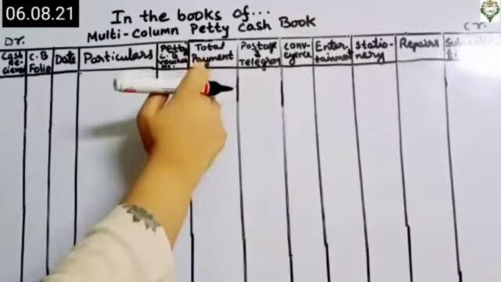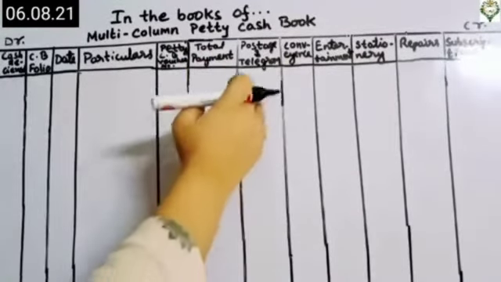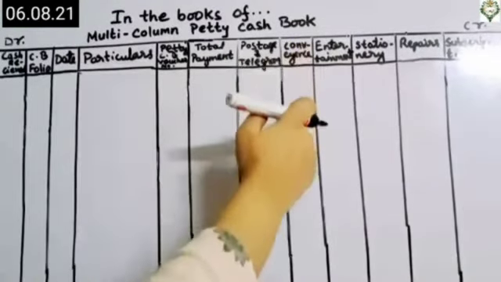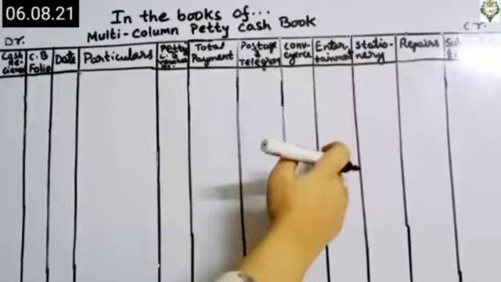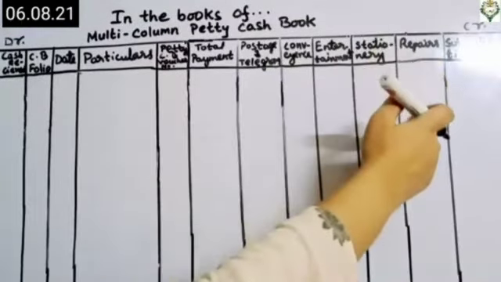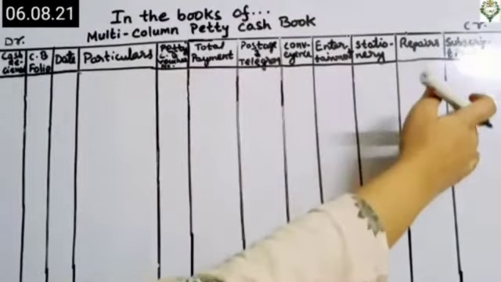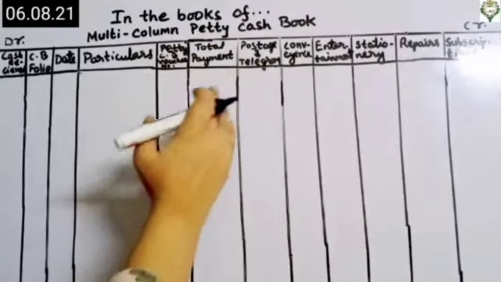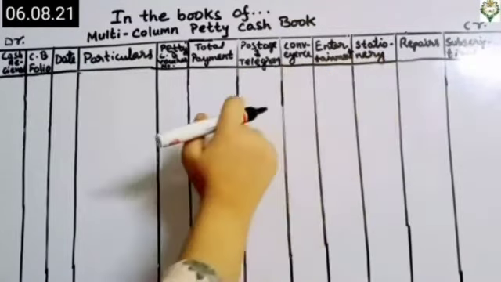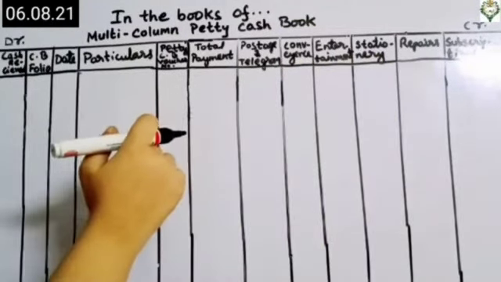Okay, so this is the total payment column. This is the postage and telegram column. This is the conveyance column. This is for entertainment column. This is for stationery expense column. That is for repairs expense column, and this is the subscription column. Okay, so we have made all the separate columns for each expenses. Okay, so now come to the question.